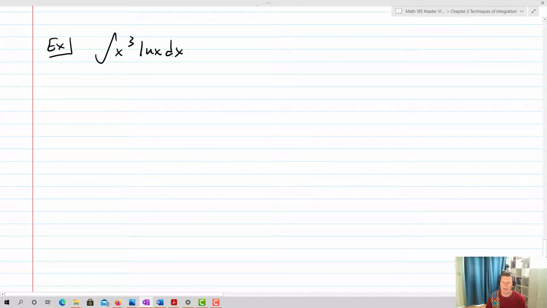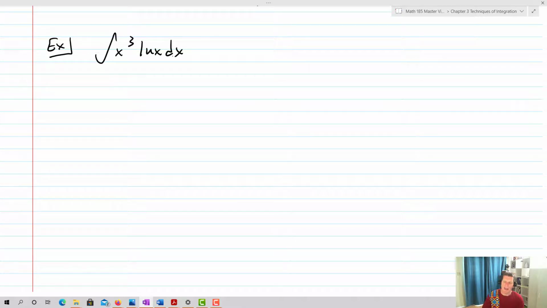So let's take, for example, let's say what we want to do is integrate x cubed ln of x dx. Okay? Now, you might look at that and say to yourself, you know what, I really want to use the tabular method right there. But I'm going to indicate to you that probably that's not the best route to go here.